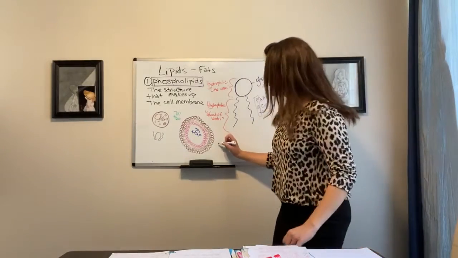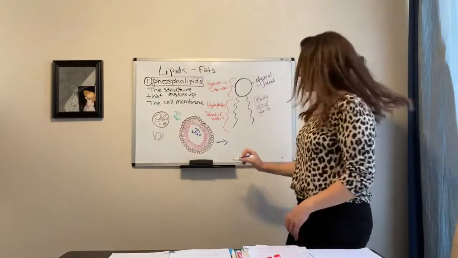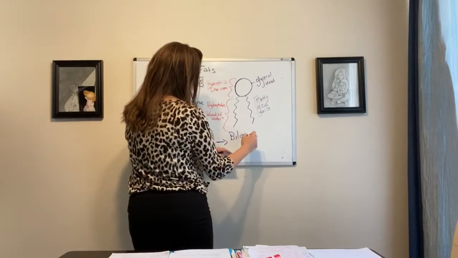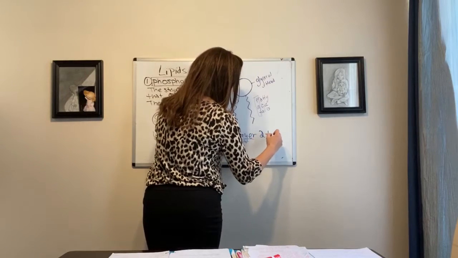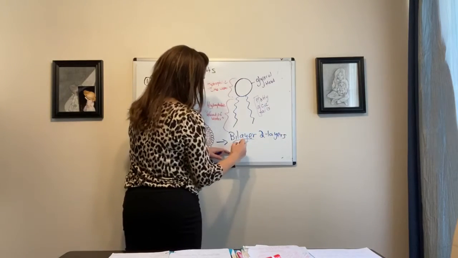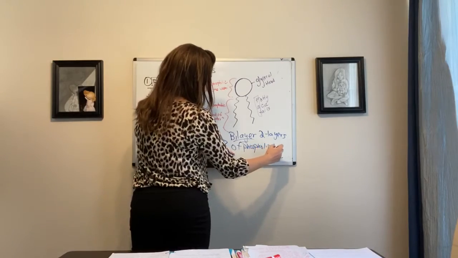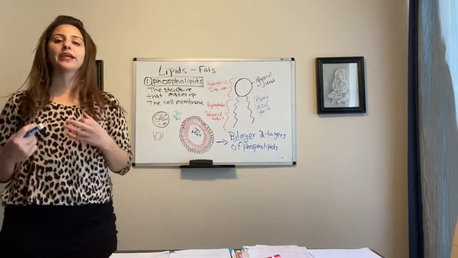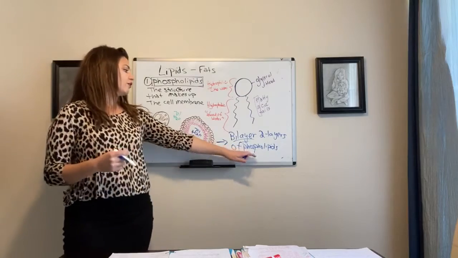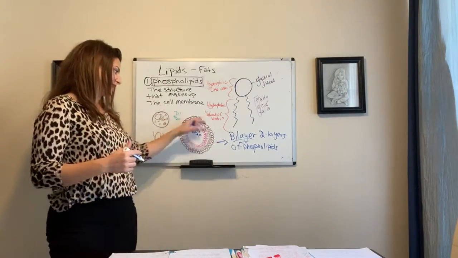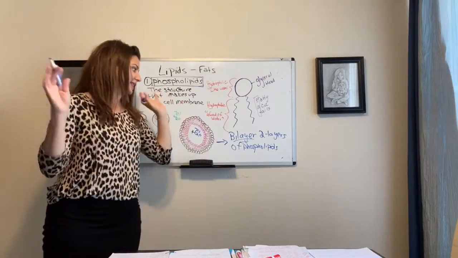So the structure of the cell membrane is actually what we call a bilayer, which is two layers of phospholipids. Okay, so we have this bilayer, this double layer, these two layers of phospholipids, and that's what makes up our cell membrane, and that's what keeps everything nice and stable.